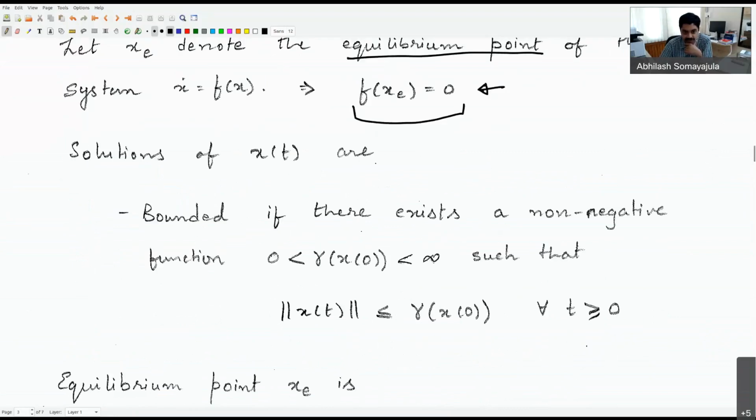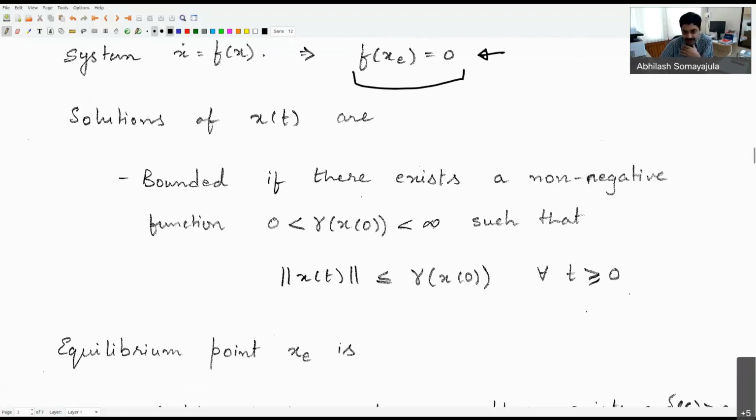The solutions of x of t are bounded if there exists a non-negative function gamma of x0 such that the norm of this vector is always less than gamma. So if I can find an upper bound such that for all time t greater than 0, the system does not cross that out. It always stays between that.